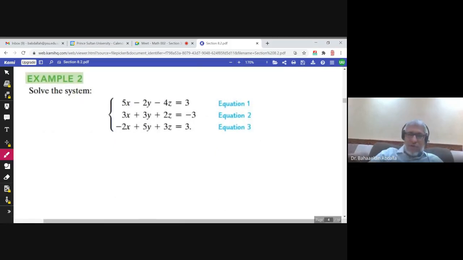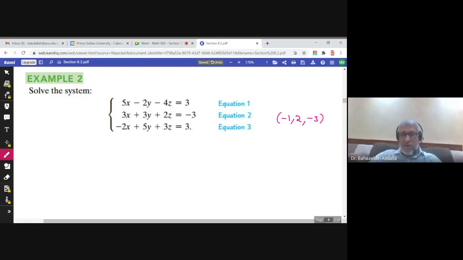Another solution, and please pay attention. What I'm going to do, not to make mistakes, I'll find the answer using the calculator first. So 5, negative 2, then negative 4, then 3, then 3, 3, 2, negative 3. It is ready in the form negative 2, 5, 3, 3. Now what is the answer? The calculator says that x is -1, y is 2, and z is -3. All right, I know that this is the answer.